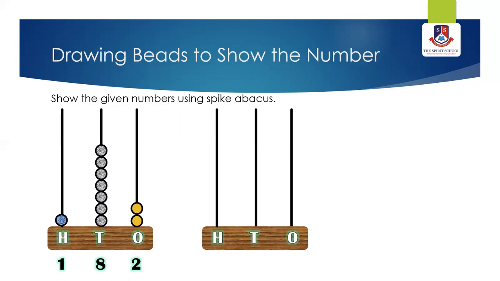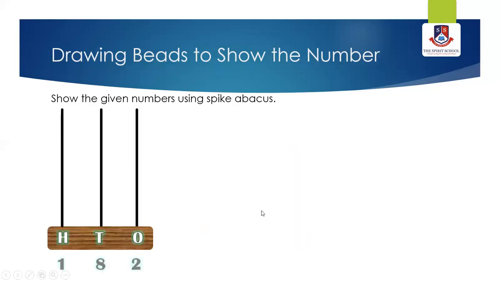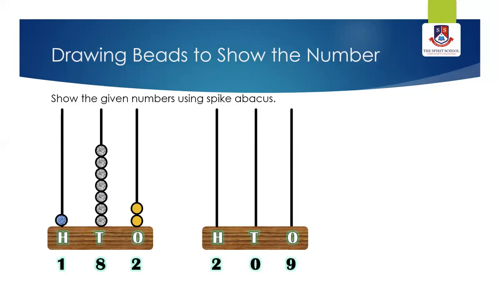Here again we have a number, 209. The digit at the ones place is 9. So how many beads will we put in the ones place? We will put 9 beads in the ones spike. These are the 9 beads representing 9 ones. How many tens are there? There are 0 tens. So we are not going to place any beads in the tens spike, so this spike will remain empty as we have 0 tens. Now move on to the hundreds spike.